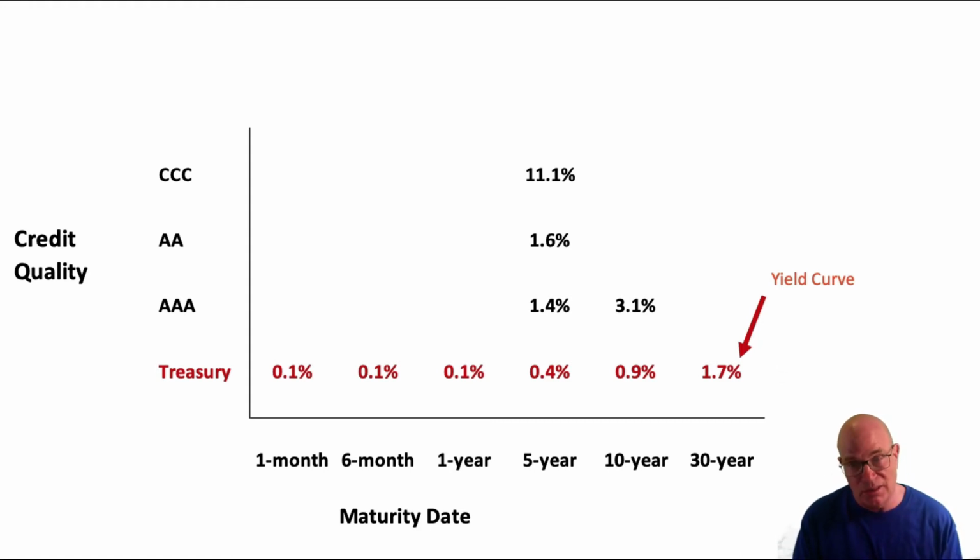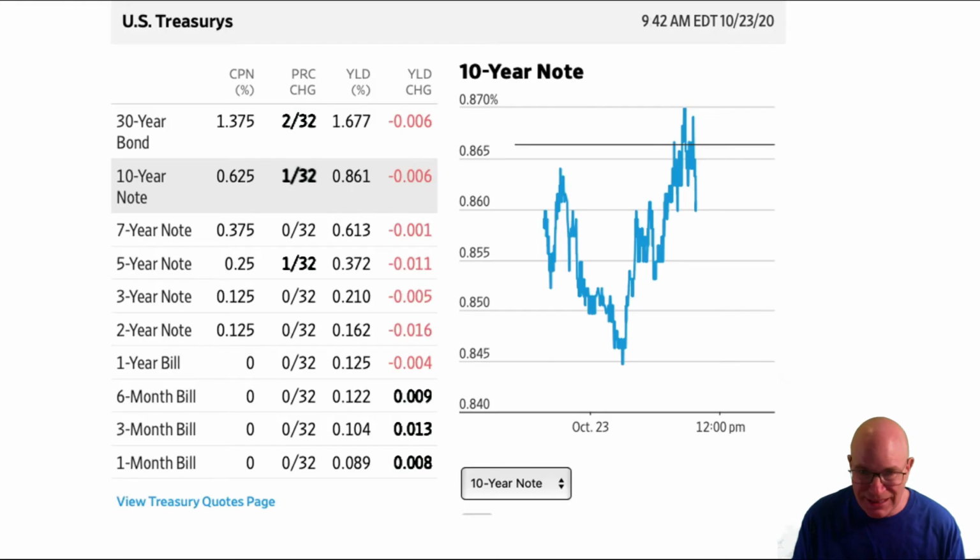Typically what you hear when the market talks about the yield curve: a 1 month bond has a 0.1% yield to maturity, all the way up to 1.7% for a 30-year bond. So that is the yield curve. Yield to maturities here, you see those every day. This happens to be the yield curve as reported by the Wall Street Journal, and here you can see 30-year bonds at the top, 1.67% yield, all the way down.